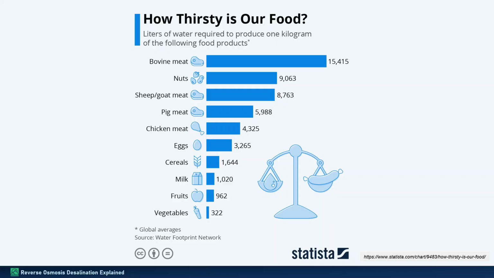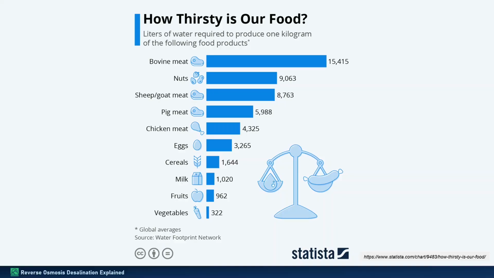Farming meat and poultry are particularly water intensive. In fact, producing 1 kilogram of bovine meat requires more than 15,500 liters of water, while producing 1 kilogram of chicken meat requires 4,325 liters of water. Irrigation also consumes a lot of water. Producing 1 kilogram of nuts requires more than 9,000 liters of water, while farming 1 kilogram of cereals requires 1,644 liters of water. Fruits and vegetables require much less water compared to meats and cereals.